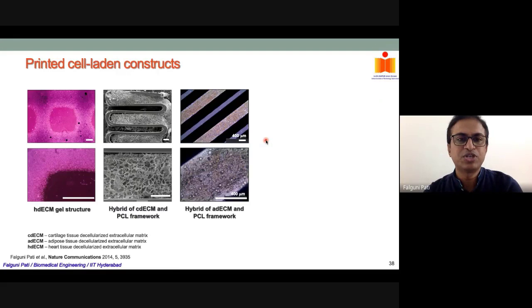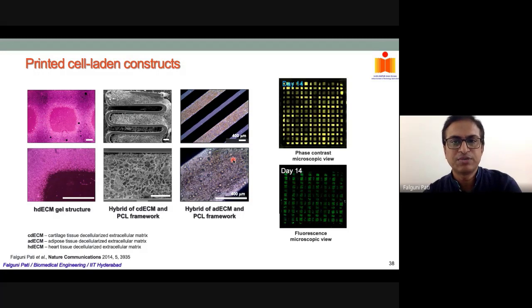Then we have done some in vitro evaluation. The first thing is the morphology of the structure. You see, this is the printed structure here. This black line is the PCL, and here the cells are encapsulated or present within the hydrogel. These round things are the cells. Also, we have seen the whole structure. You see, the hydrogel is present within the whole structure.